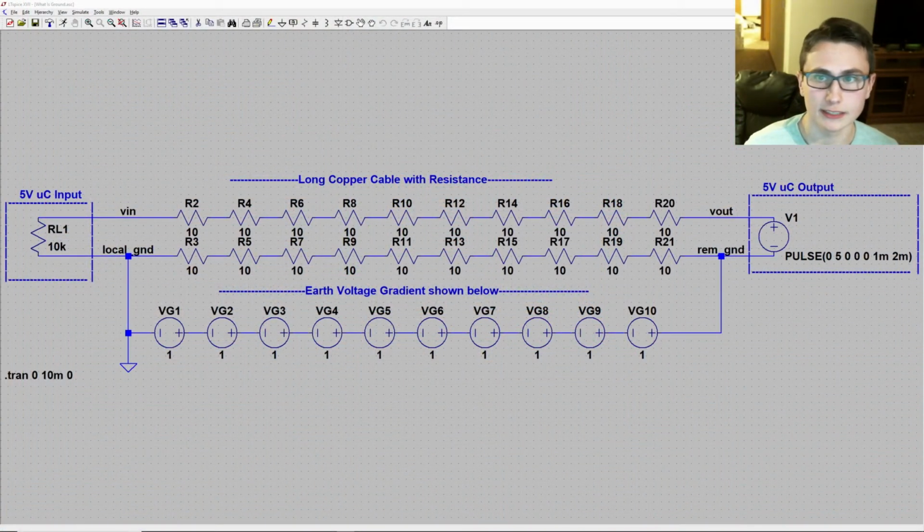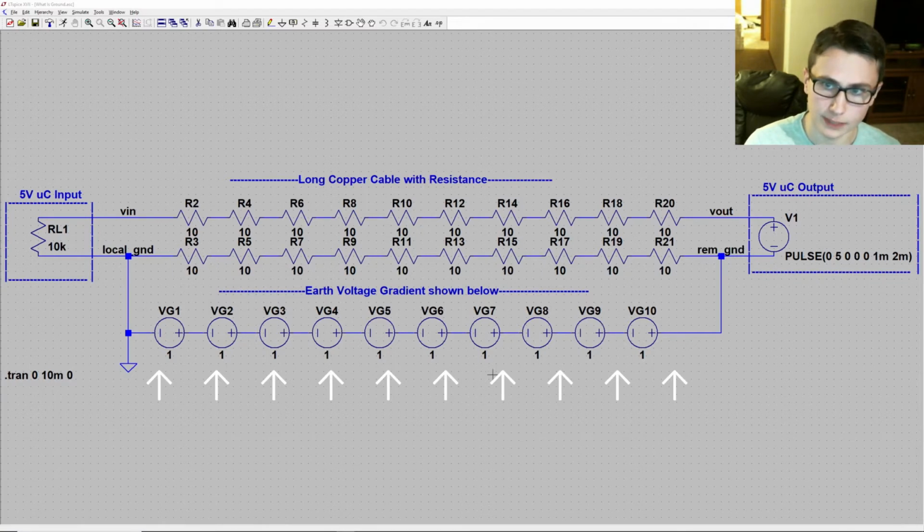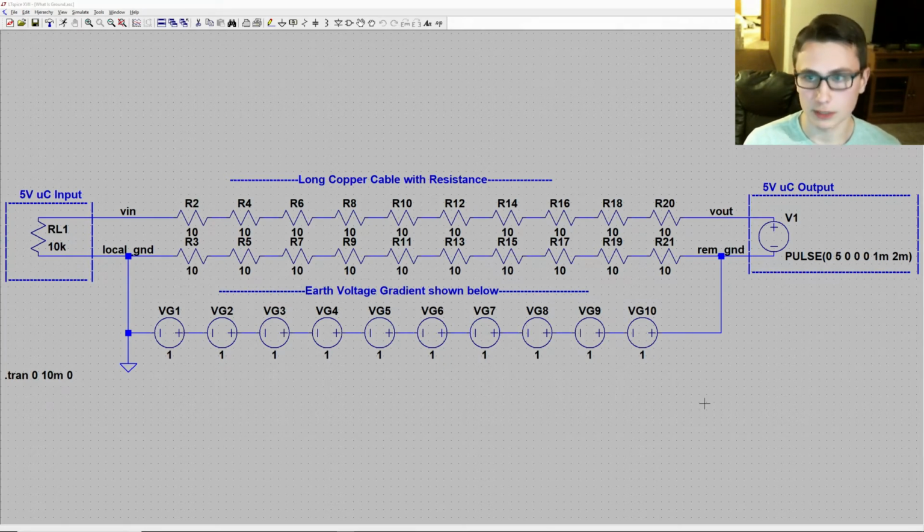This LT-SPICE simulation shows a couple of principles at once. On the bottom, there are many voltage sources labeled VG. These are simulating the voltage gradient from one point to another underneath the surface of the Earth. The point that I'm trying to demonstrate here is that there isn't a voltage source under the ground, where once you cross a certain point the voltage changes, but it's more of a gradual change from one potential to another.